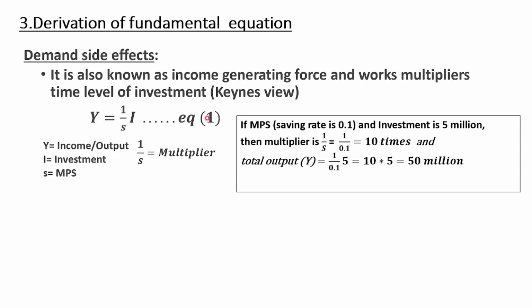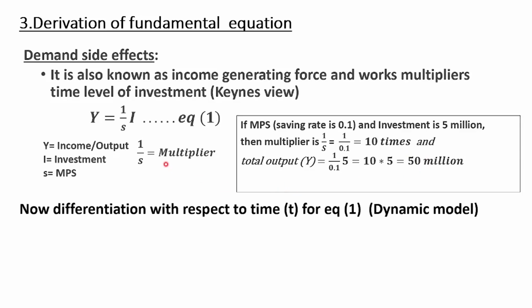So let's say if the MPS saving rate is 0.1 and investment is 5 million, then the multiplier formula is 1 by s, which comes to 10 times. And now total output is multiplier times investment. So when the investment is 5 million, then 5 million times 10 equals 50 million. So this is the simple example of multiplier and output.